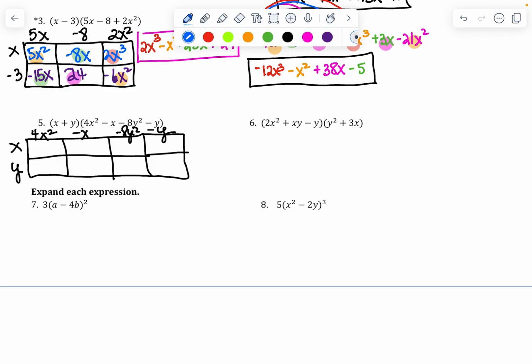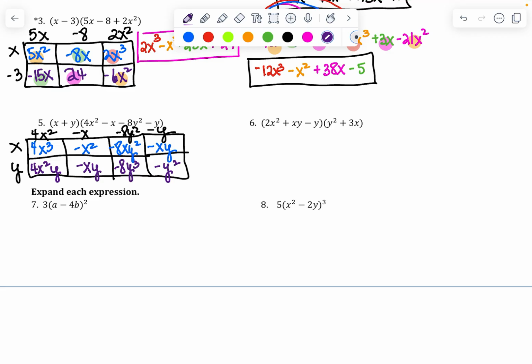X and 4x squared is a 4x to the third. X and negative x is a negative x squared. X and this would be a negative 8xy squared. X times a negative y is a negative xy. I try to put them in alphabetical. Next one, this would be 4x squared y. This is negative xy. This one is negative 8y to the third. And this one is negative y squared.